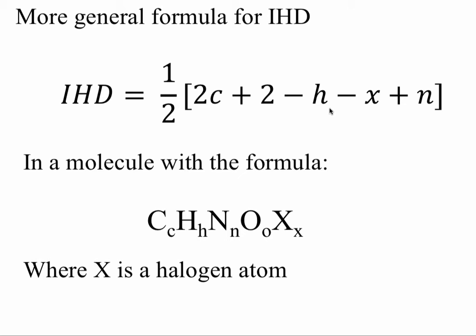So the index of hydrogen deficiency is 1/2 times 2 times the number of carbons plus 2 minus the number of hydrogens, so that's the same as before. But now we're going to subtract the number of halogens and we're going to add the number of nitrogens. If you notice, oxygen does not enter into the formula, but as we see, if you use the drawing method, you do have to account for that.